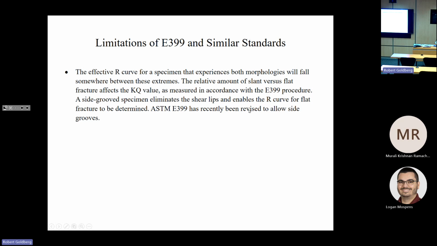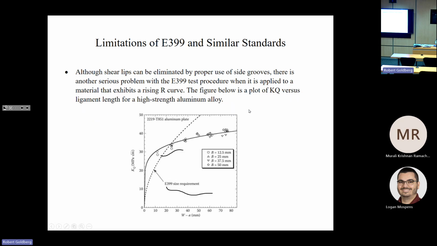If you have a side groove specimen, it eliminates the shear lips and enables the R curve for flat fracture to be determined. The standard has been revised to allow side grooves, so you can eliminate the shear lips with the side grooves. But if you have a rising R curve, then under the E399 size requirements, you have the increase in your R curve. So this is KQ.